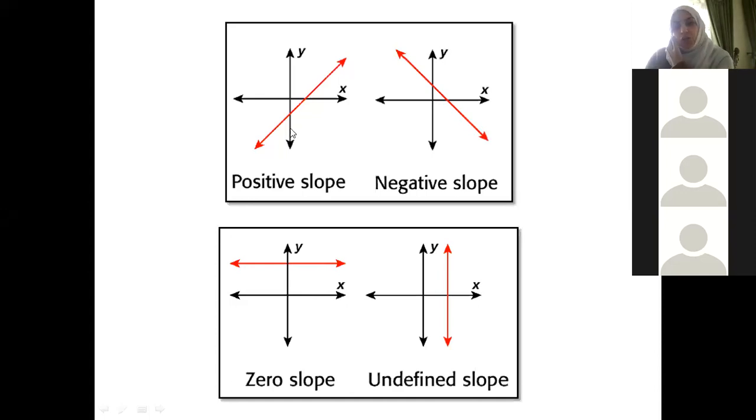Okay, can you see the first drawing where I have the positive slope? What kind of graph is that? Is it an increasing graph or a decreasing graph?